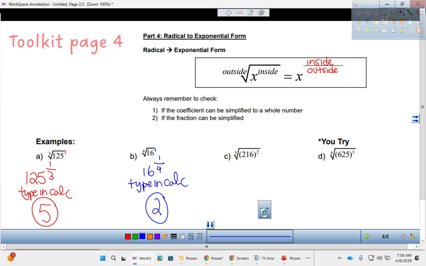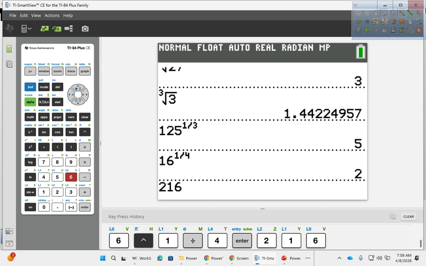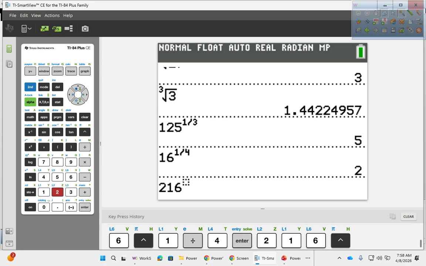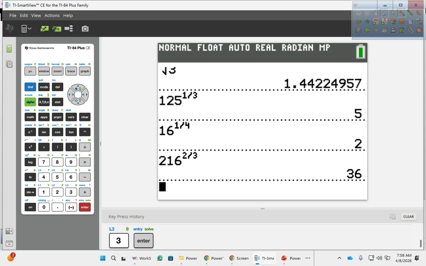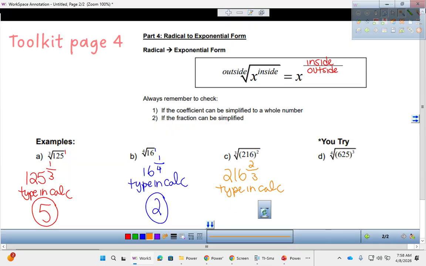Everybody okay so far? All right, looking at the next one, my base, the bottom number is 216. My inside exponent is 2, so that's the numerator of my fraction. My outside exponent is 3, so that's the denominator of my fraction. And now I'm just going to type this into my calculator and see if I get a whole number. So we'll do 216. Just don't forget the power of button is here. 2 divided by 3. So I get 36. This one is 36. So you guys take a moment. You're going to try this one. It should be fairly quick.